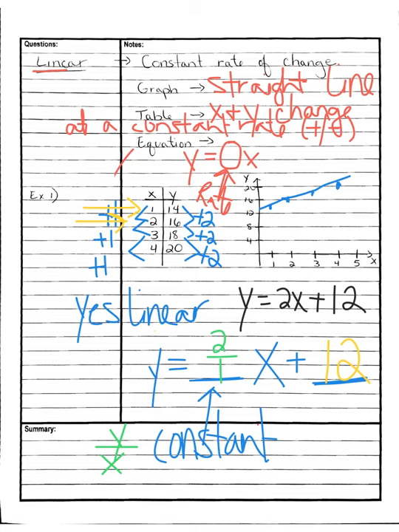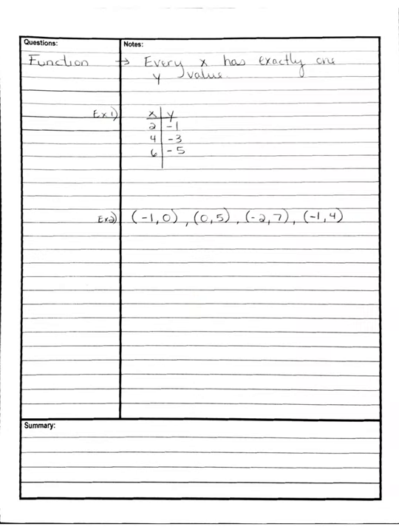So now let's go ahead and look at our very last slide. We talked about what linear means, and we looked at an example where we had a table and we made the graph and we wrote the equation from it. And here we're talking about what a function is. We're going to come back to functions later on, so this is not the only time we're going to talk about this. The definition is every x has exactly one y value. Every x has exactly one y value.